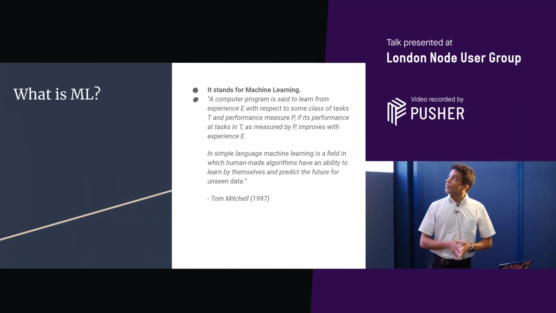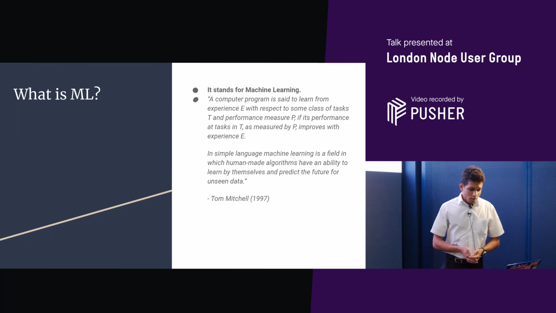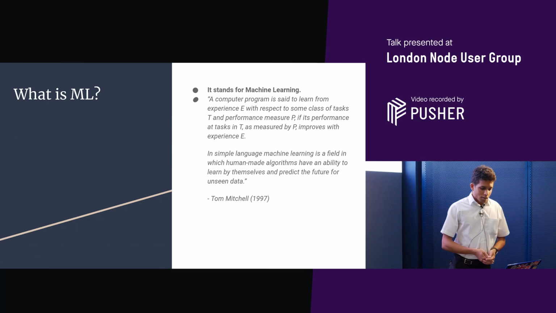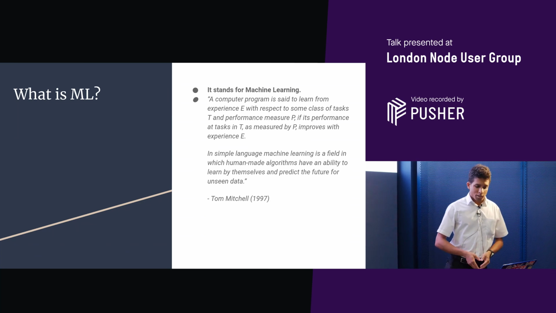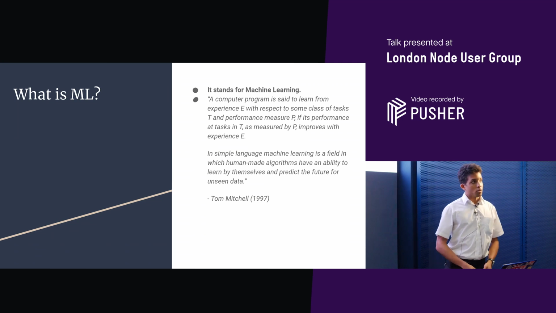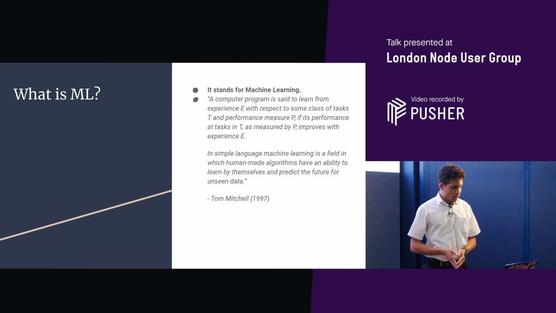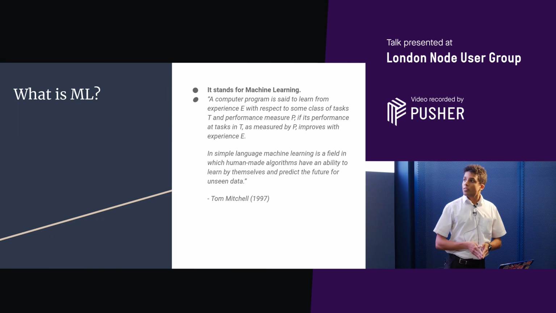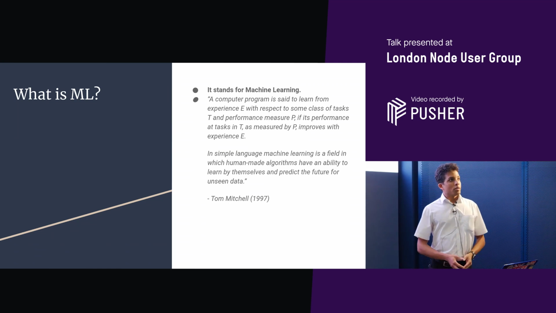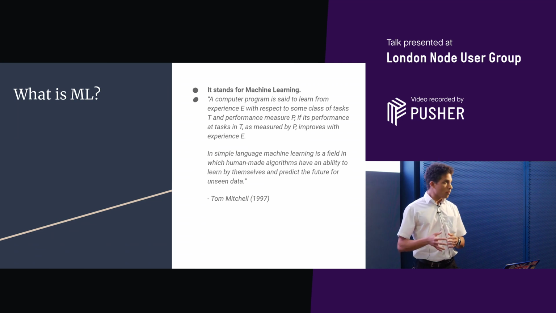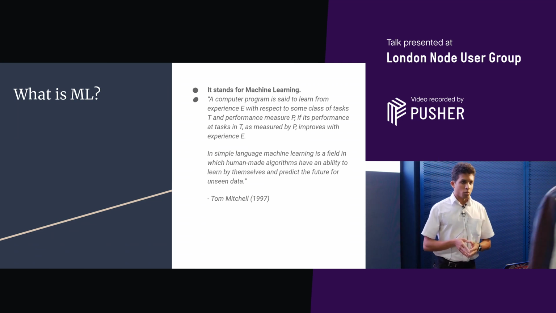So what is ML? ML stands for machine learning. Tom Mitchell wrote this famous quote: a computer program is said to learn from experience E with respect to some class of tasks T and performance measure P, if its performance at tasks in T, as measured by P, improves with experience E. In simple language, machine learning is a field in which human-made algorithms have an ability to learn by themselves and predict the future for unseen data.